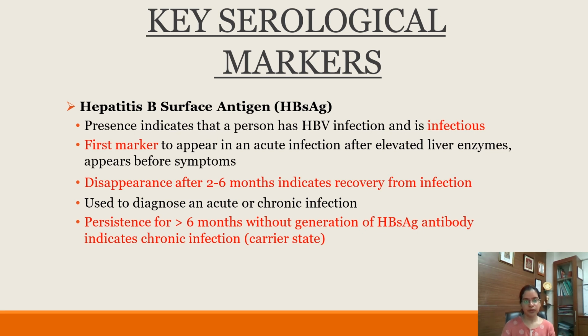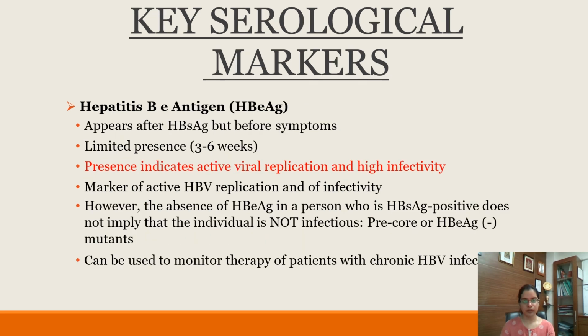Now I will go further into each serological marker in detail. First, the hepatitis B surface antigen. Its presence indicates that a person has HBV infection and it is infectious. It is the first marker to appear in an acute infection, after the elevated liver enzymes. Its disappearance after 2 to 6 months indicates recovery from infection. If it persists after 6 months without generation of HBsAg antibody, it indicates a chronic infection carrier state, and it can be used to diagnose an acute or a chronic infection.